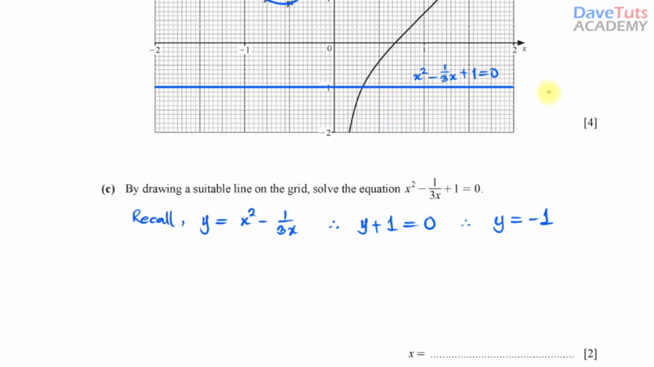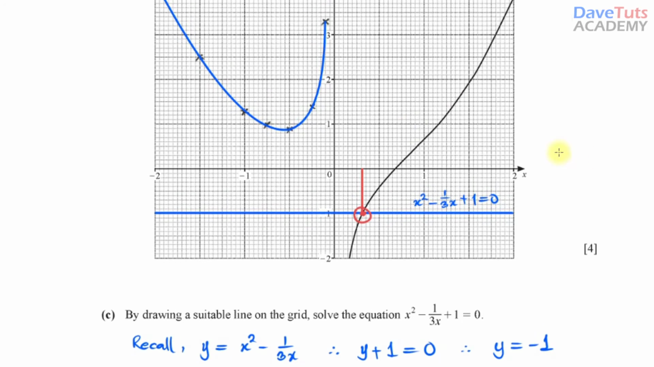How do we solve the equation? That means we are being requested to look at the point of intersection of this line y is equal to minus 1 with the curve that we have initially. I want to use red ink there just for the sake of explanation. Here we can see that that is a point of intersection, and for us to get that, we can just trace it up to the x-axis. So this value here is going to be the solution that we are being requested to find.